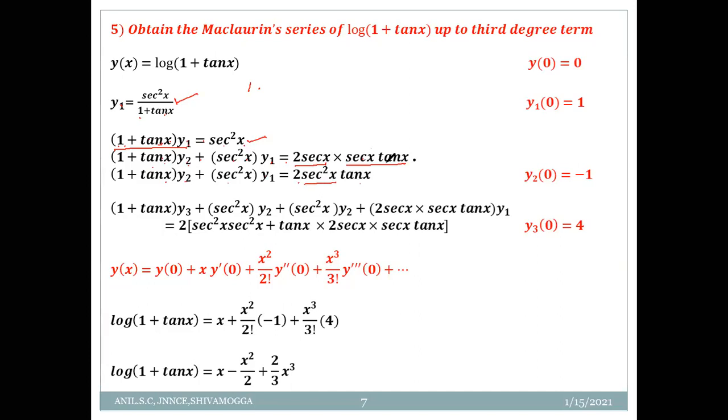Now put x equal to 0. When x is equal to 0, this will be 1 plus tan 0. Tan 0 is 0. 0 plus 1 is 1. 1 into y2 is y2, where y2 means y2 of 0.